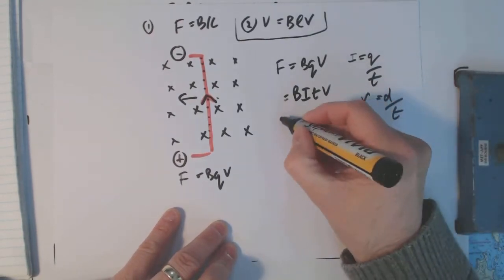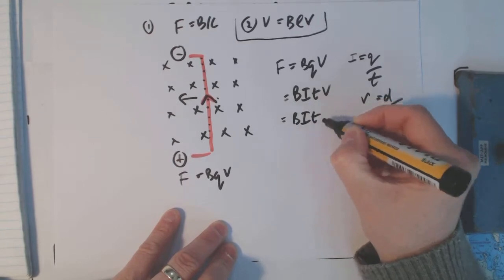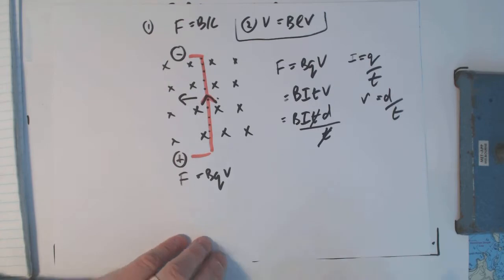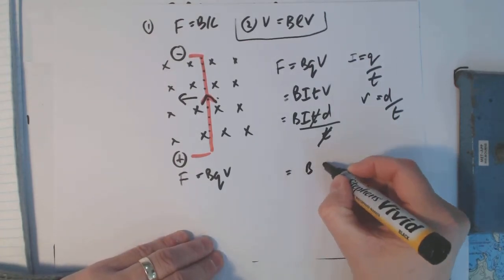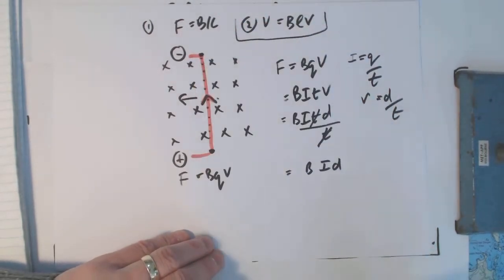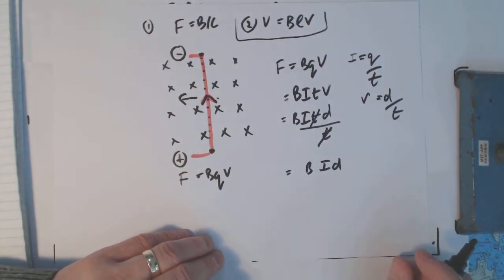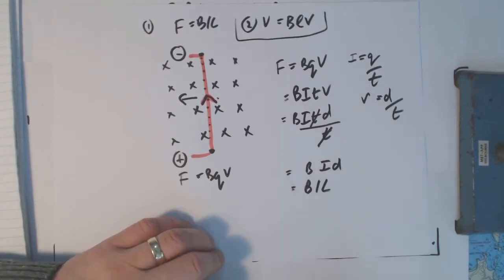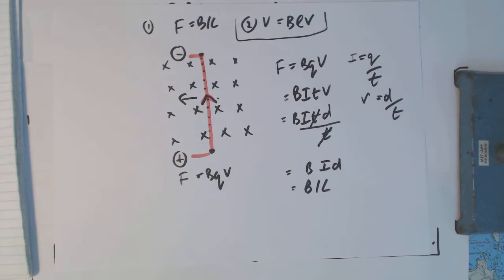So we could put this as BIT, distance over time. And look, our times cancel. So we've got this as equal to BID. But we can call D just the length of wire in here. It was just the distance over which we were doing a time for the velocity of the electrons. We know the actual electrons move pretty slow, actually. But we write this as BIL, and it gives you the total force. It's like you've added up all the electrons and figured out the force. It's very nice. So that's how we come up with that, the force on a wire when it's got a current flowing through it.